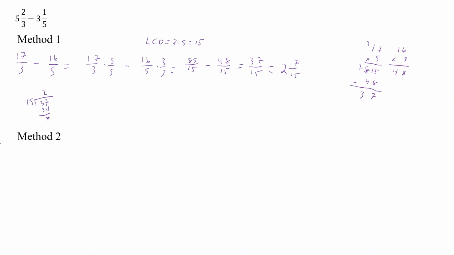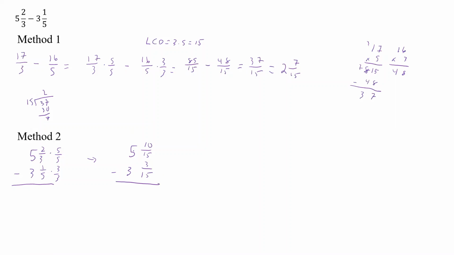Now method 2, what we do is line it up again, so it's going to be 5 and 2/3, and here we'll have 3 and 1/5. Now we're subtracting. So again, our common denominator is 15, so we're going to have to multiply that by 5 over 5 and multiply that by 3 over 3. So that gives us 5 and 10 over 15 minus 3 and 3 over 15.